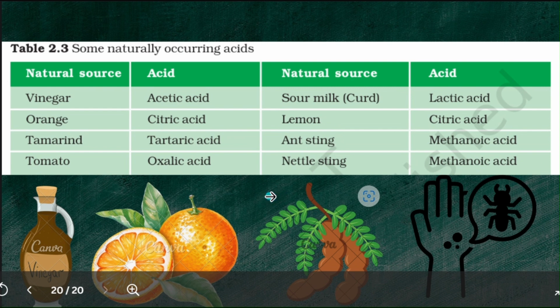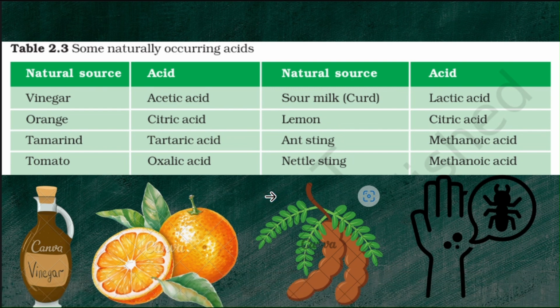These are some of the naturally occurring acids. You'll find the natural source and the acid listed in this table. Vinegar, which is acetic acid. Orange, which has citric acid. Tamarind, tartaric acid. Tomato, oxalic acid. Sour milk, which is also known as curd, has lactic acid. Lemon has citric acid, and ant sting and nettle sting have methanoic acid. This table is very important from your exam point of view and can be asked in your exams. So please study this well.